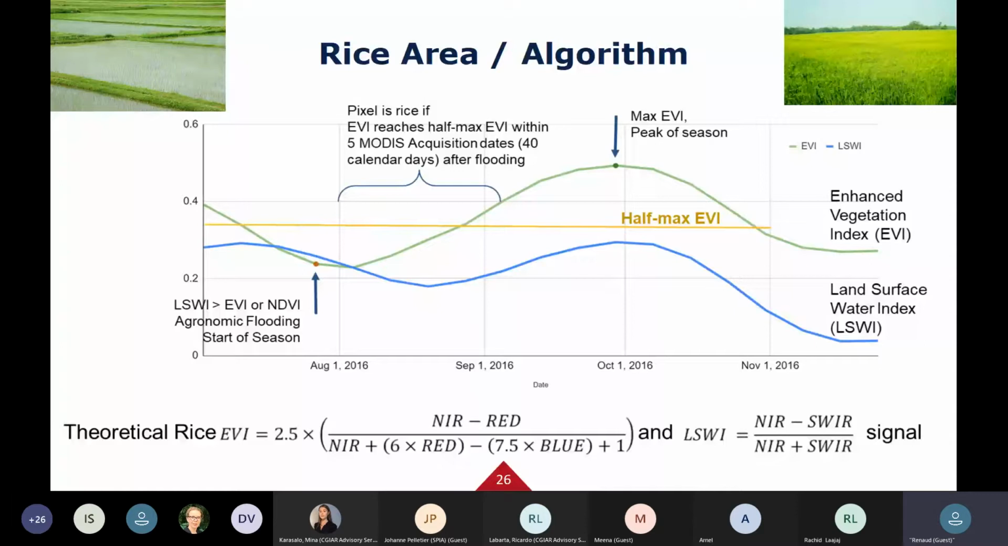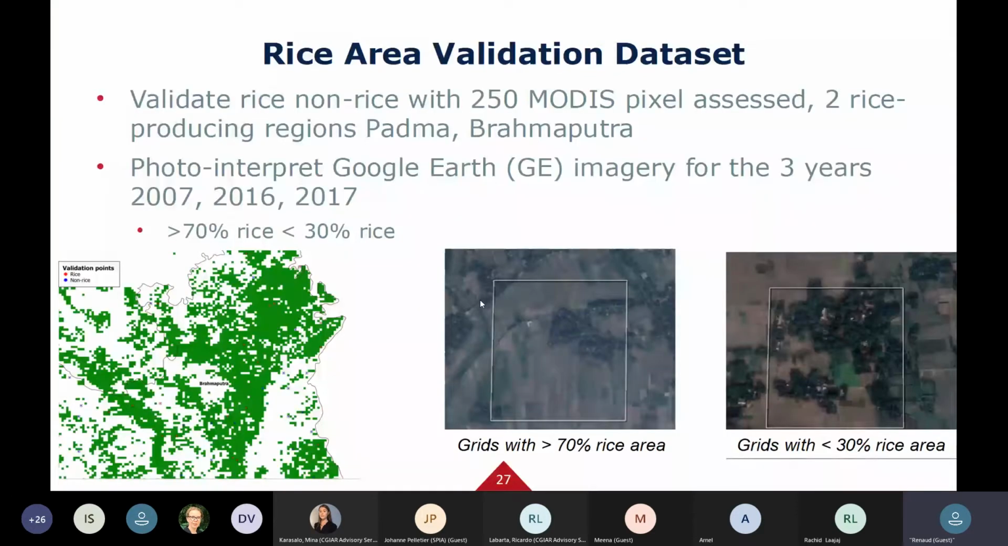So next, rice area validation. We needed to assess the quality of our product.